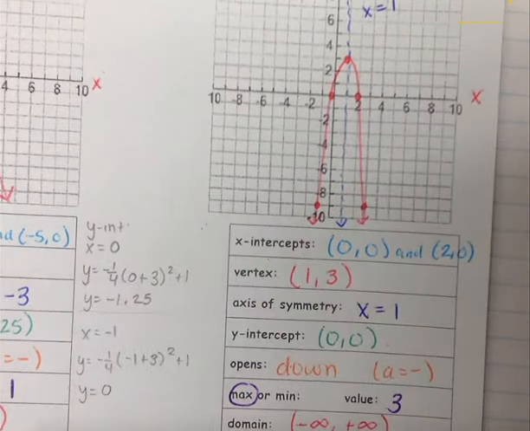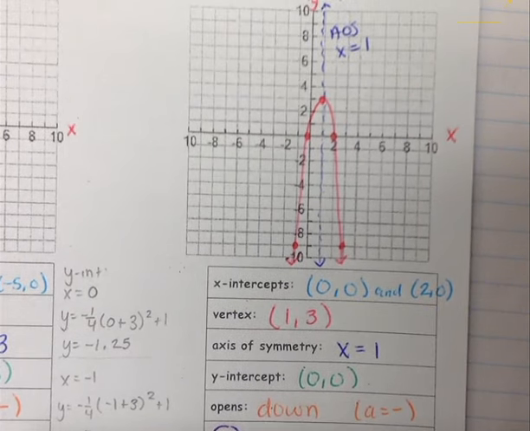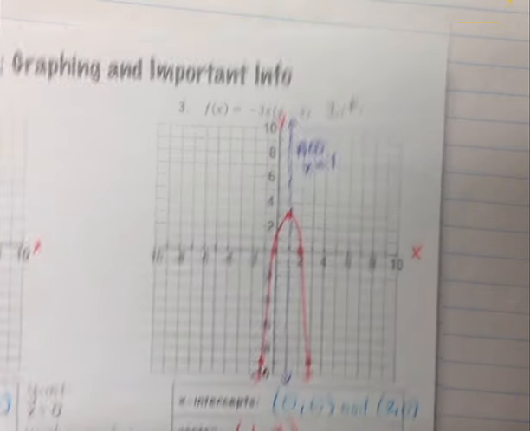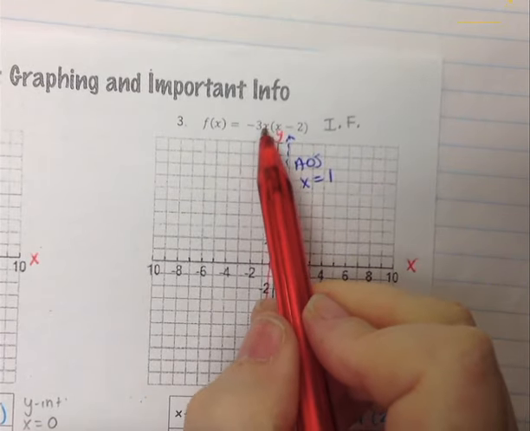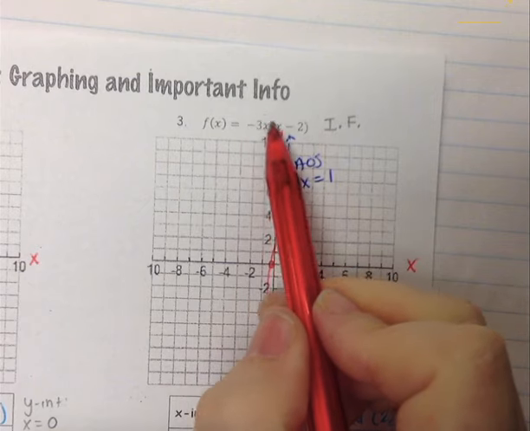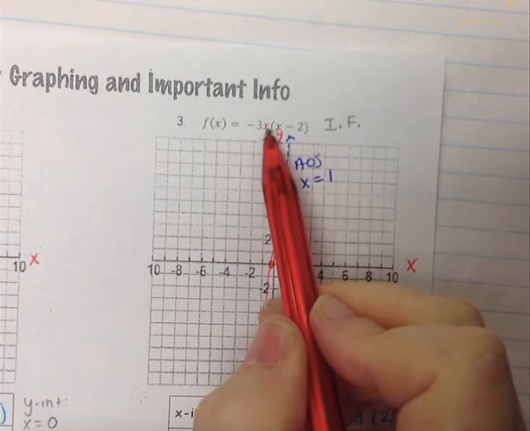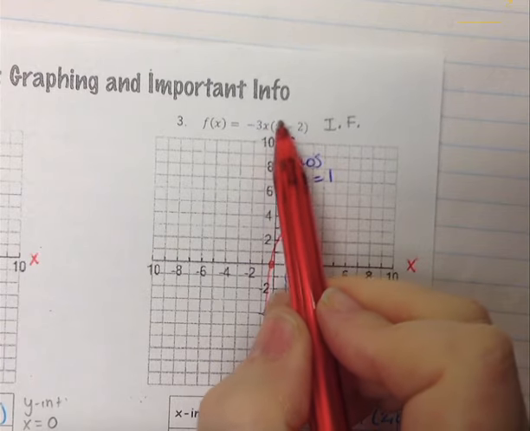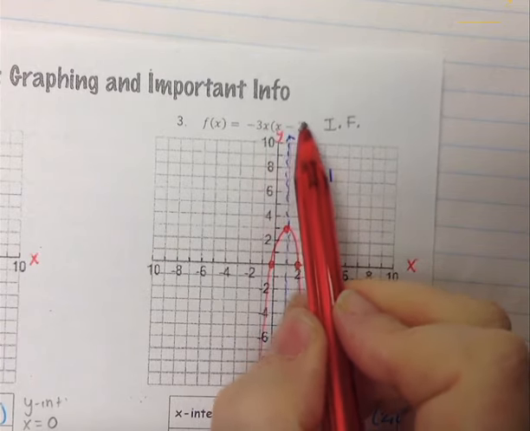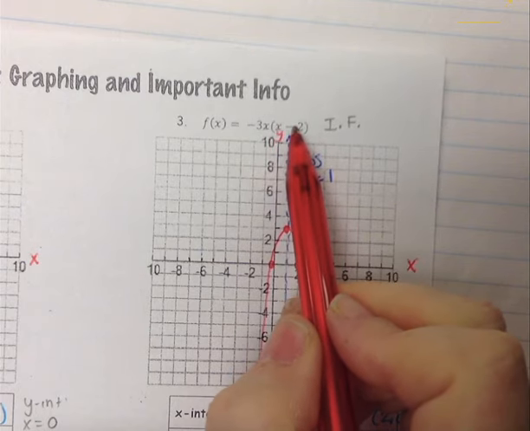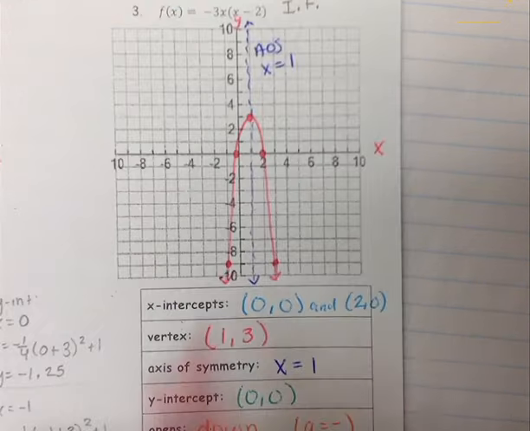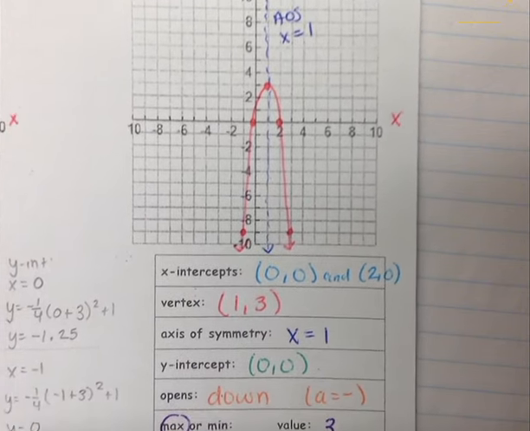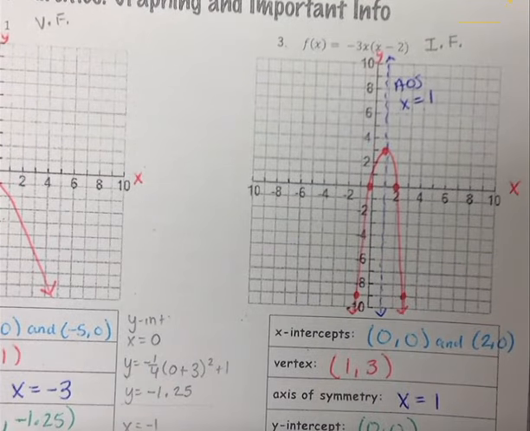And there's our graph. Now, I do want to mention that since this was intercept form, we could have found our x-intercepts as soon as possible. This x value, I set that equal to 0. So x is equal to 0. This x, I set this equal to 0 and solve. So I would add 2. So x would equal a positive 2. X was 0, x was positive 2. Those were our two x-intercepts. So that's graphing it and the important information.